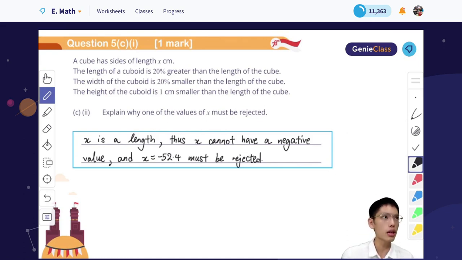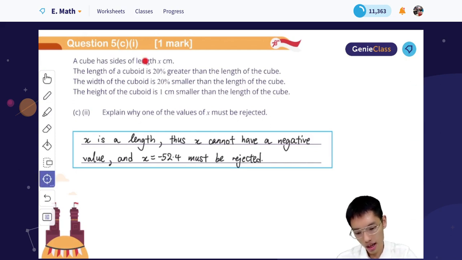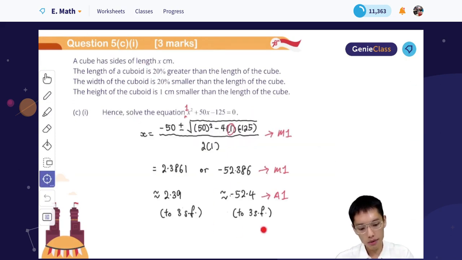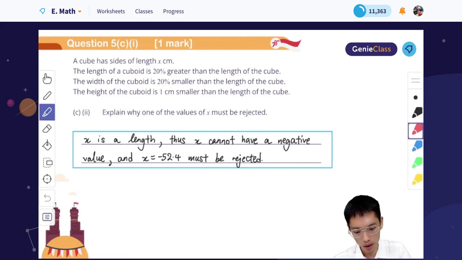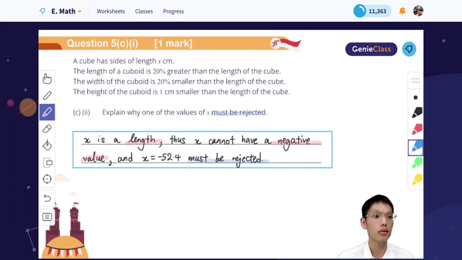So that's the notion of how we answer such a question. Because x is a length, and for my previous part I have two answers, one of which is negative. These are the things they are looking out for when we are rejecting our answers, or when we are phrasing why it must be rejected.